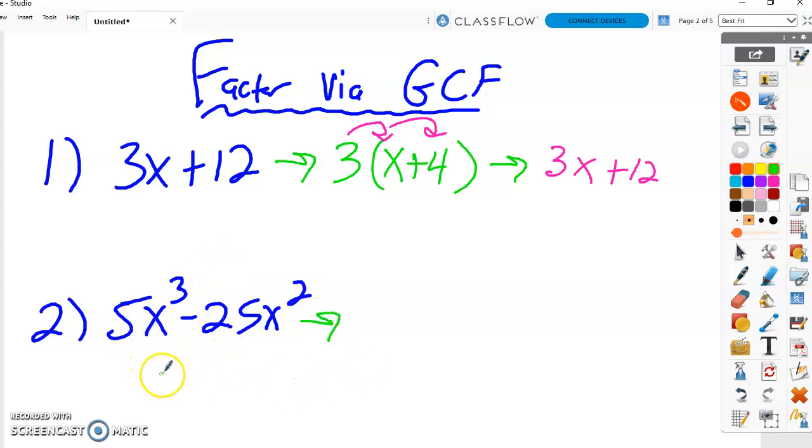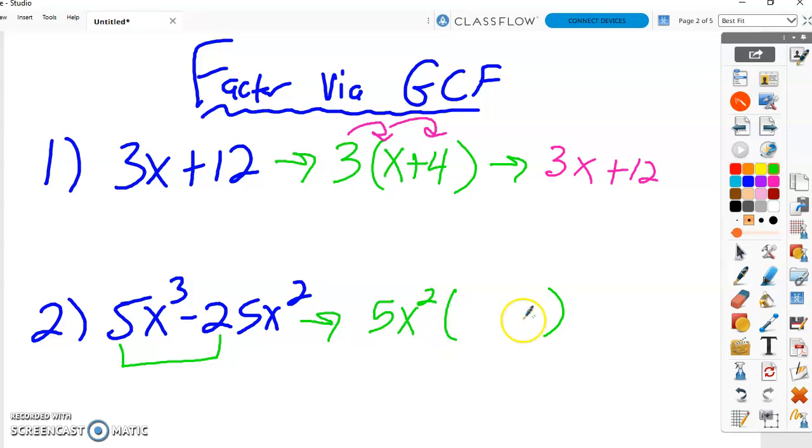All right, let's add in some more variables, some bigger numbers. Okay, so now we've got 5x cubed minus 25x squared. So we are looking for the pieces in common. Let's start with our numbers. So what can 5 and 25 both be divided by? The biggest number possible is 5. But now if we look at our variables, we also have some variables in common. Okay, so what's the highest powered variable that we can take out of each piece? Each one has at least an x squared inside.